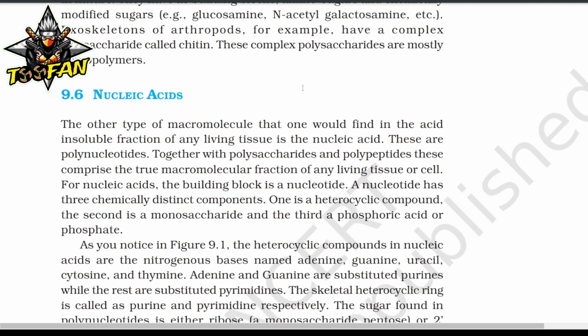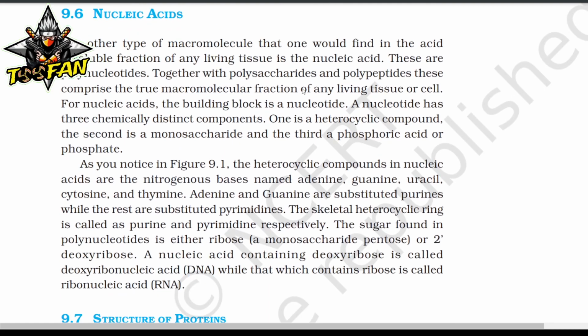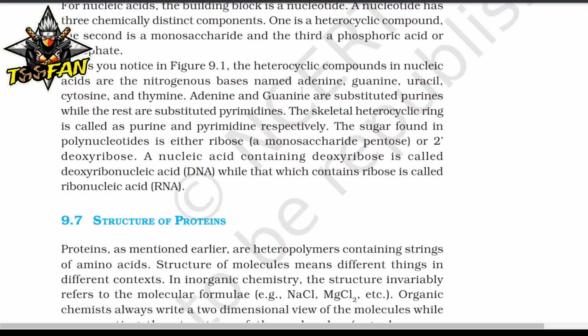As you notice in the figure, the heterocyclic compounds in nucleic acid are the nitrogenous bases named adenine, guanine, uracil, cytosine, and thymine. Adenine and guanine are substituted purines while the rest are substituted pyrimidines. The skeletal heterocyclic rings are called purine and pyrimidine respectively. The sugar found in the polynucleotides is either ribose, a monosaccharide pentose, or 2-deoxyribose. A nucleic acid containing deoxyribose is called deoxyribonucleic acid, that is DNA, while that which contains ribose is called ribonucleic acid, that is RNA.